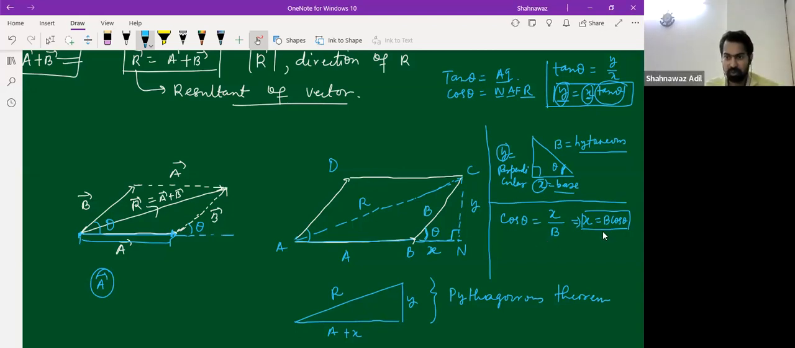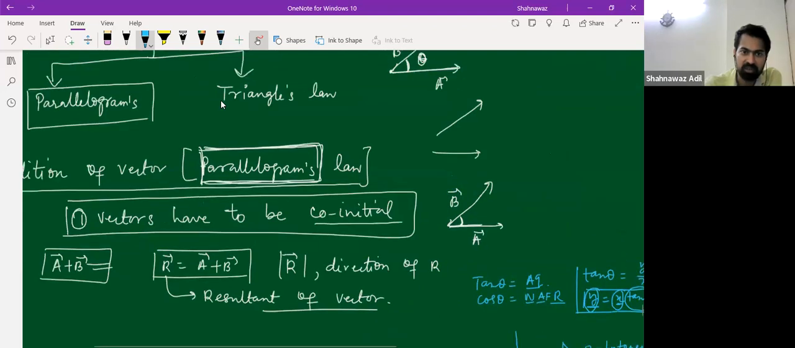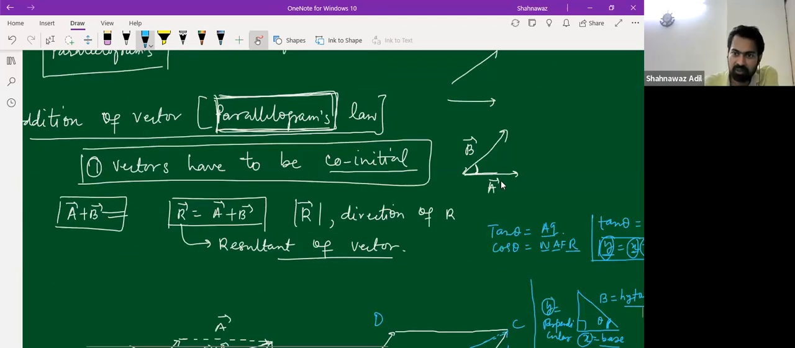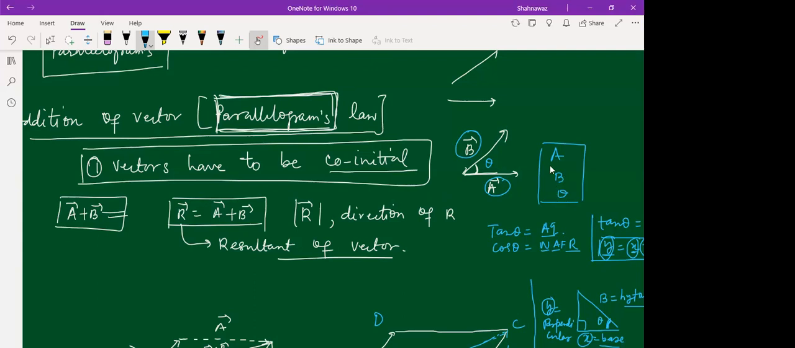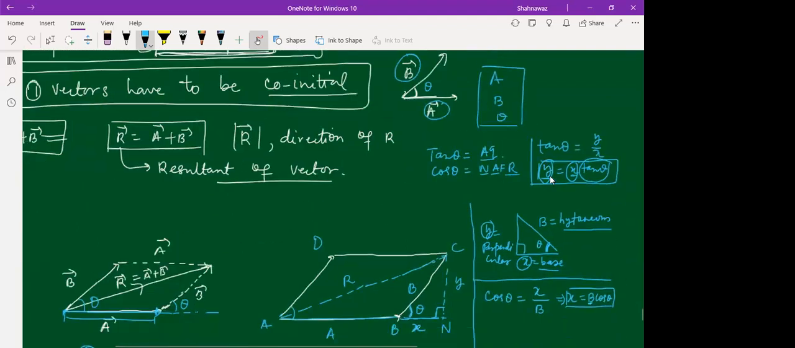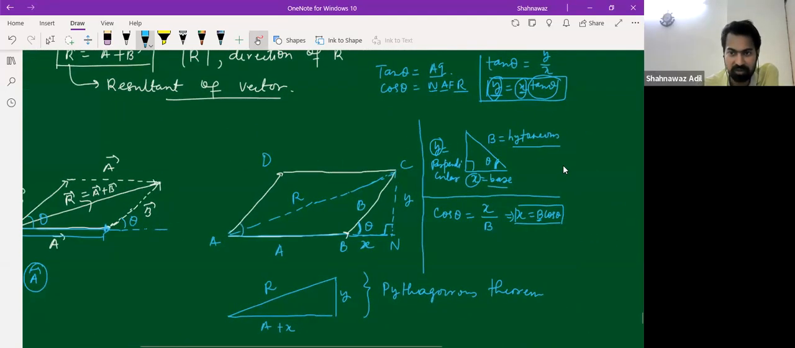Yes, because we know the magnitude of b. So this would be given. For the addition of vectors, a would be given, b would be given, and theta would be given. This is the known part. We have to write all our equations in the form of A, B, and theta. That is why we are calculating in the form of b cos theta and b sin theta.